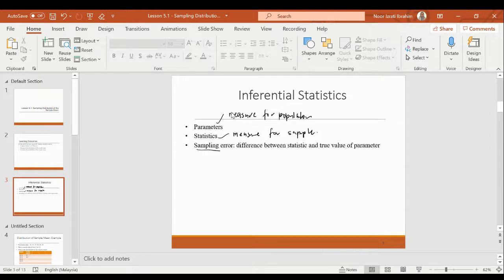And we also have sampling error, because every time we do our research, we use the sample, we actually find the statistic. So there is actually a difference in value between the statistic and the parameter. For example, x bar equals 10. Meanwhile, the population mean, mu, is, for example, 10.5. So the difference, which is 0.5, is known as the sampling error, which is the difference between the statistic and the true value of the parameter.